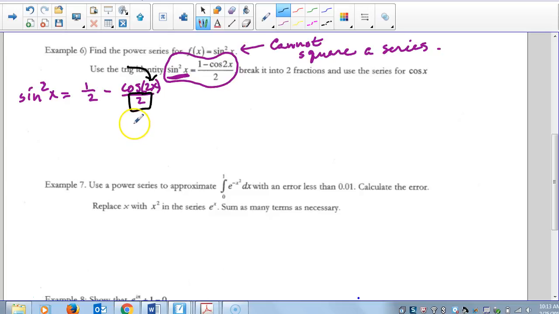So that's going to be, let's see, 1/2 minus, so cosine of 2x, and then remember cosine is just 1 plus x squared over 2. So let's see, this is going to be 2x squared over 2 times 2 factorial plus, now I just realized that we're going to have to be distributing this negative through.